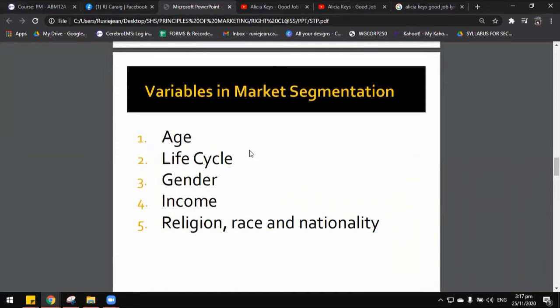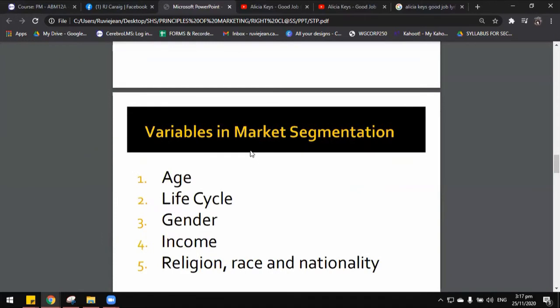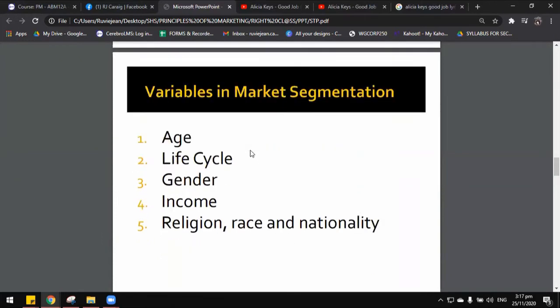So we have the first one, the demographic variables. Under the demographic variables, we have age, life cycle, gender, income, religion, race, and nationality. When companies or firms perform market segmentation according to the demographic variables, they actually look at the basic statistical characteristics of the consumers. So demographic variables, ito yung basic statistical characteristics ng consumer natin: age, life cycle, gender, income, religion, race, and nationality.